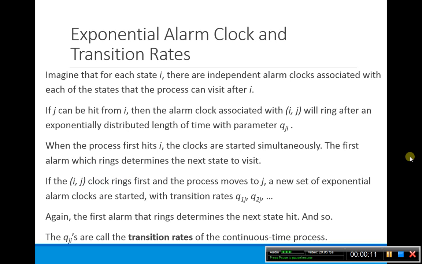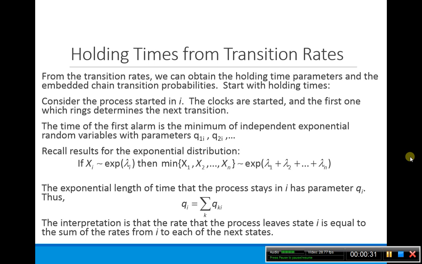So what we had last time was we talked about this alarm clock and how we go from state i to state j, and that you had this alarm that would ring and it would basically tell you which state you were moving to based upon which alarm clock rings first, and then your state i would transition to whatever state would ring first. And so we had these transition rates q_ij, and so from those we could get our holding time. Basically our holding time for state i was the sum of all of these transition rates.